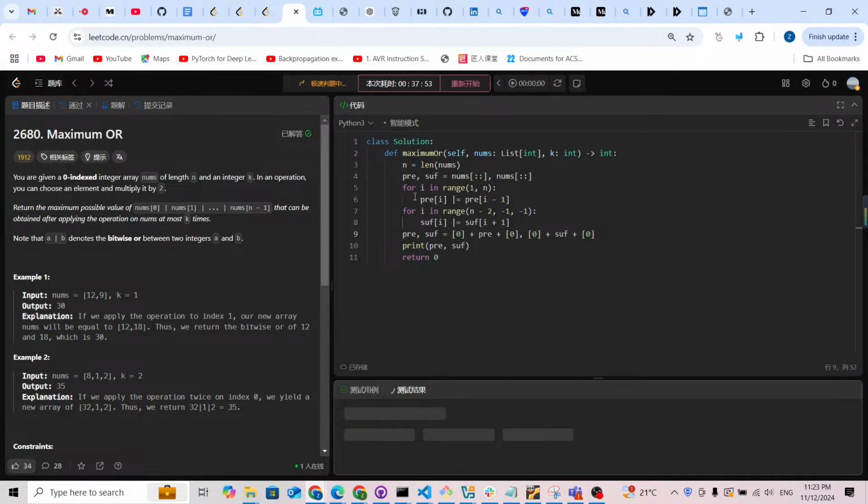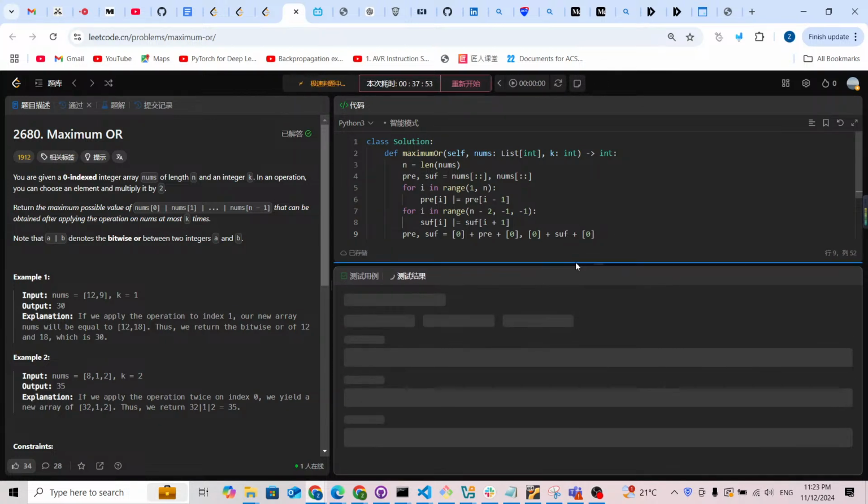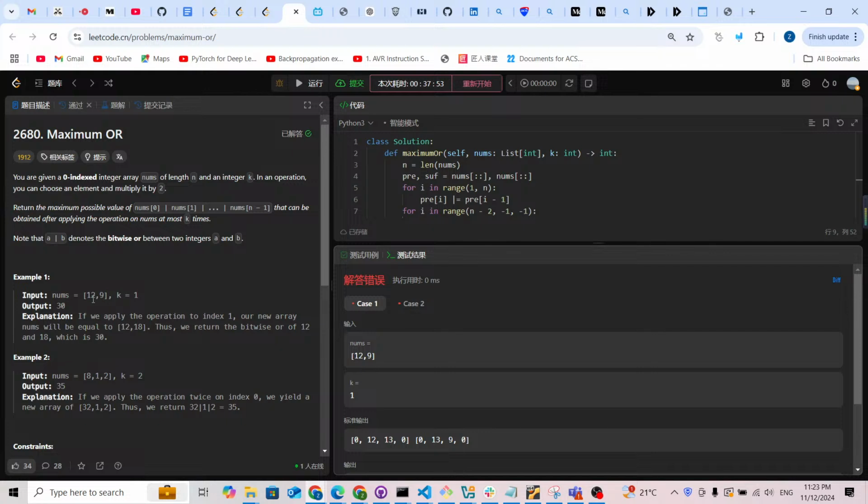Now let's just check what is the prefix and what is the suffix. As we can see, for the first example, this is 0, 12, 13, and 0, because 0 is just the padding. And for the second one, this is the suffix array. It's 0, 9, 13, and 0. Now we can calculate it easily.